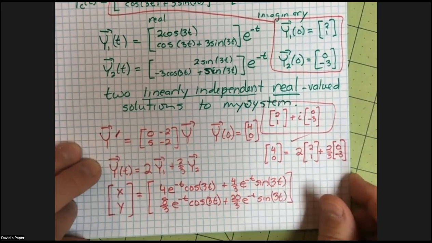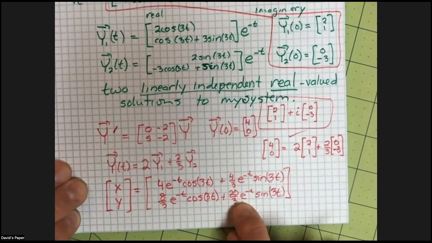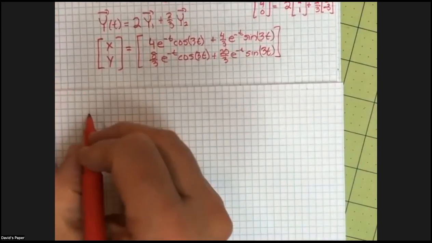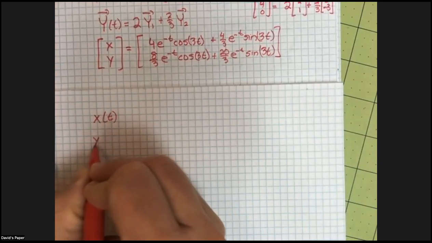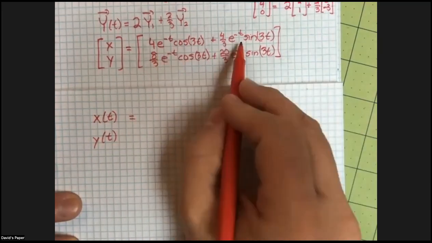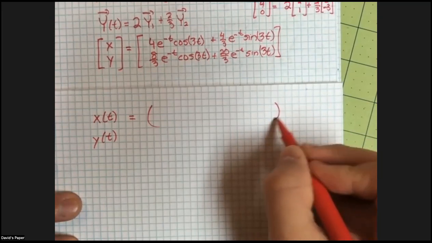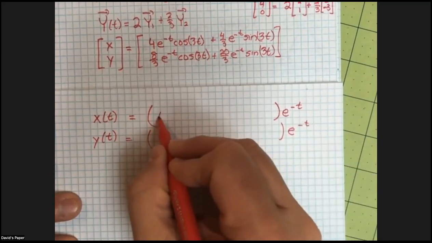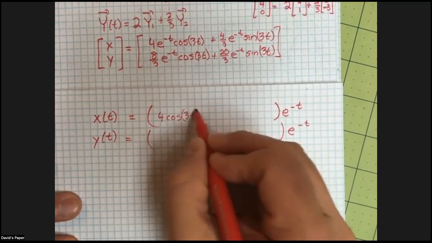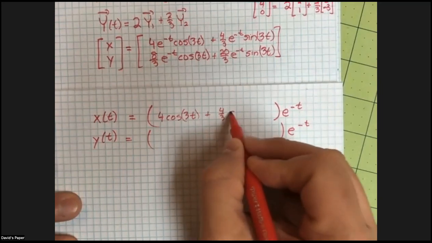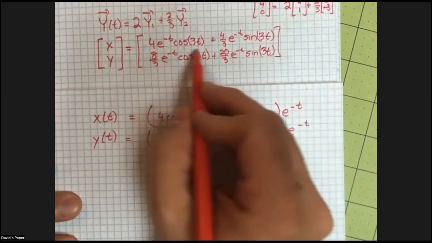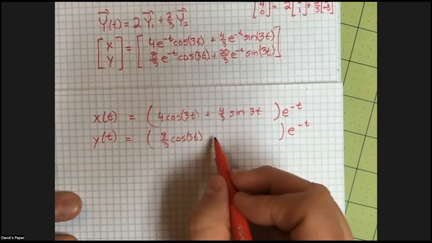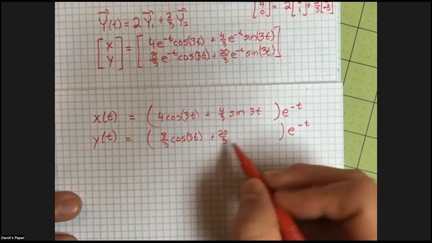In fact, this is a solution to this system written out in coordinates. But the fact that I wrote the e-minus t's inside there is actually kind of distracting. So let me write it in a less distracting way. Since both pieces have e minus t, I factor this out. I should have left it factored out. And now I get 4 cos 3t plus 4/3 sine 3t. That's from this first piece. Second piece, I get 8/3 cos 3t plus 20/3 sine 3t.